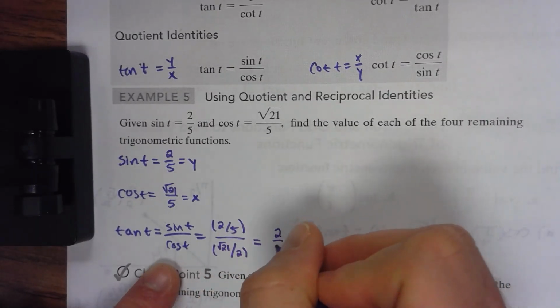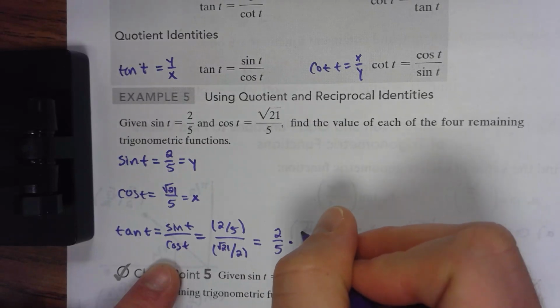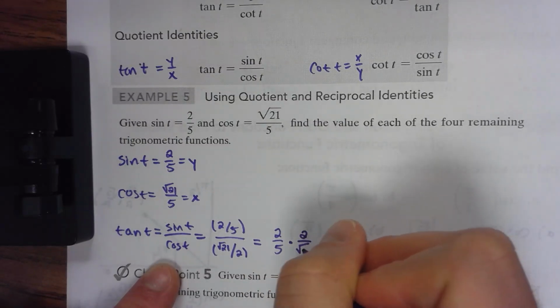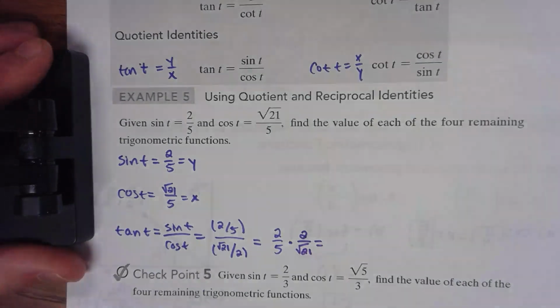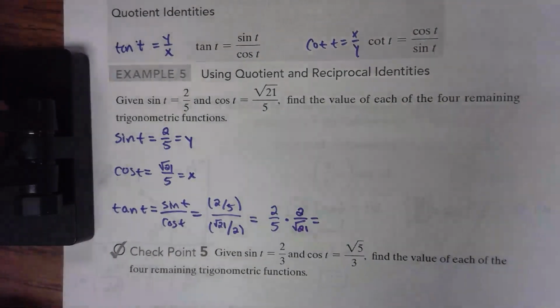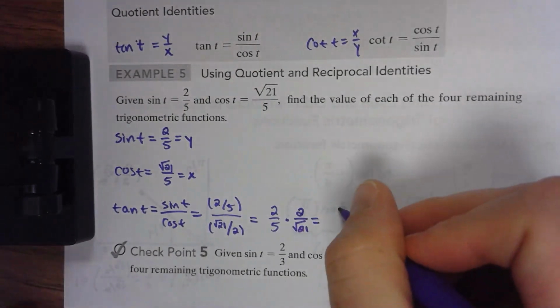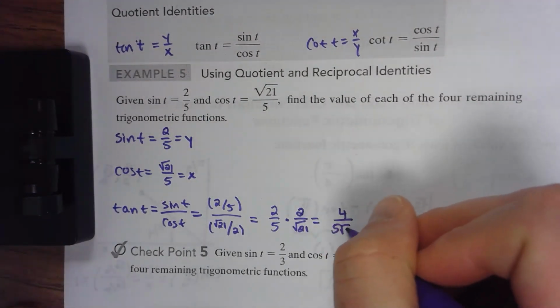So it's the top fraction times the reciprocal of the denominator. So 2 over root 21. And now this needs to be simplified. And there's going to be a decent amount of work to simplify these. So this is 4 over 5 root 21.